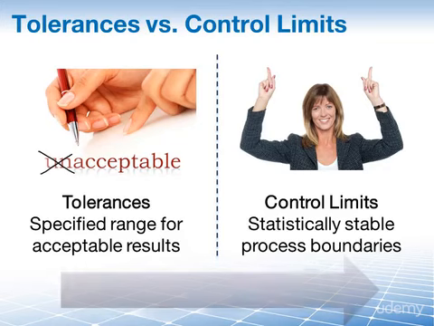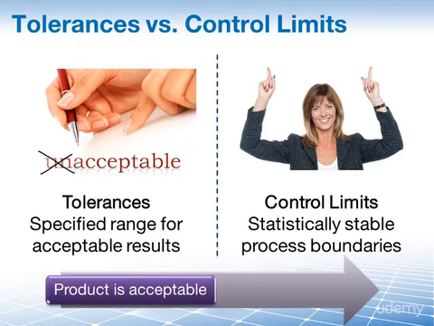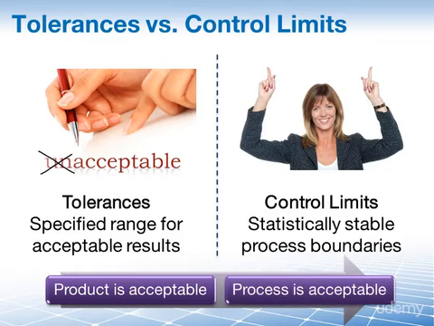If you're scratching your head over these two terms, consider them in this way. Tolerances focus on whether the product is acceptable, while control limits focus on whether the process itself is acceptable.